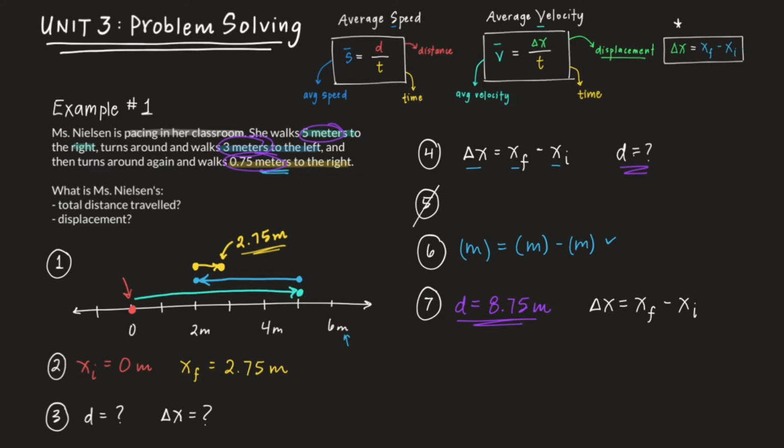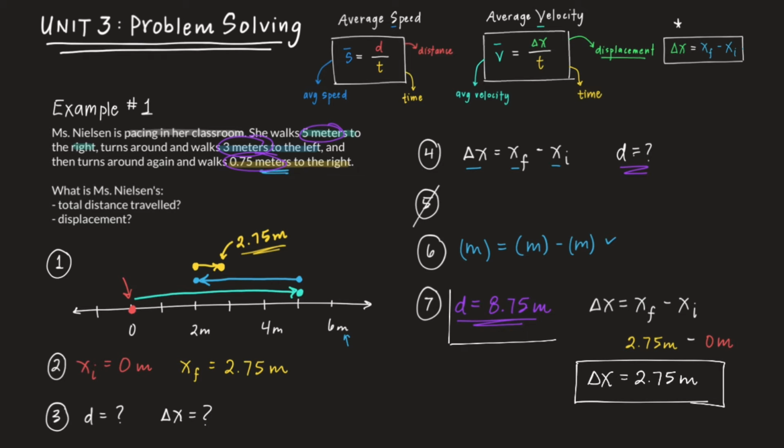So then if I want to find my displacement, I just have to take my final position, which I got from my picture, was 2.75 meters, and I'm going to subtract my initial position, which was 0, because again, I just decided that I was going to start at the origin to make my life easier. So that means my displacement, or my delta x, is 2.75 meters. So that's how much my position changed from start to end, but overall the total distance, or the ground that I covered, was 8.75 meters.